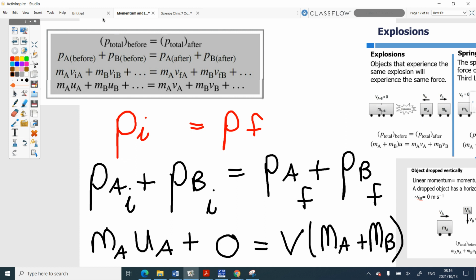So the signs are super super important, and that's why you need to draw diagrams for yourself, even if the question doesn't give a diagram. We normally give you a diagram, but we don't give you both. We give you the diagram before the collision, not after the collision.